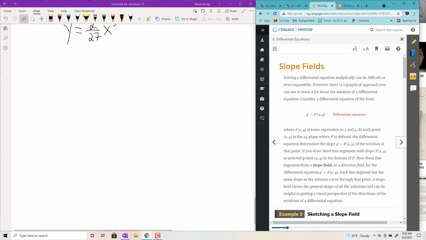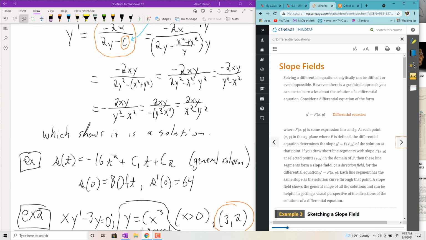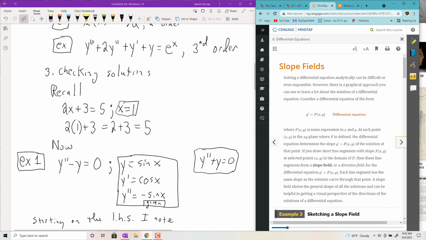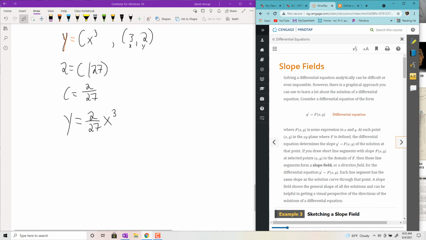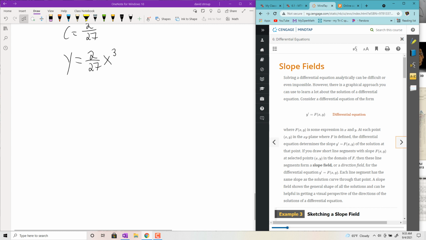So one technique you can use instead is generating a slope field, and then that will allow you to kind of see what your solution looks like. Okay, so section 2, slope fields. And it is a time-consuming effort.